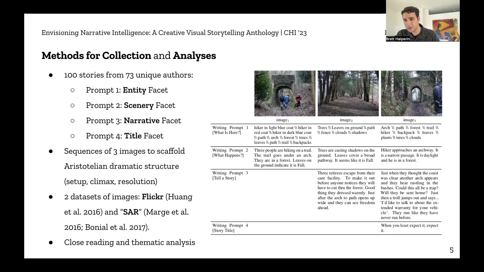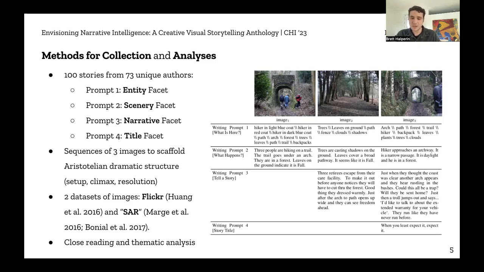Then they would see a third image where they would fill out all the prior facets, and then they'd get to the narrative facet, which says to expand on the story that they already started. And then a title facet to title the story. And essentially, we used a sequence of 3 images to scaffold an Aristotelian dramatic structure of setup, climax, resolution, or beginning, middle, and end. And while each image was encountered in a static way, it essentially creates this montage or this sequence of moving images if they were all stitched together.